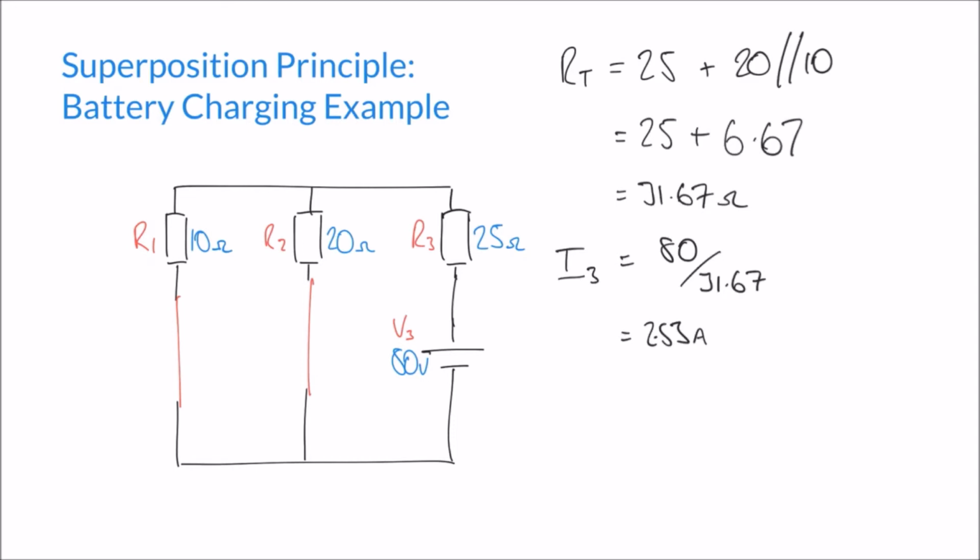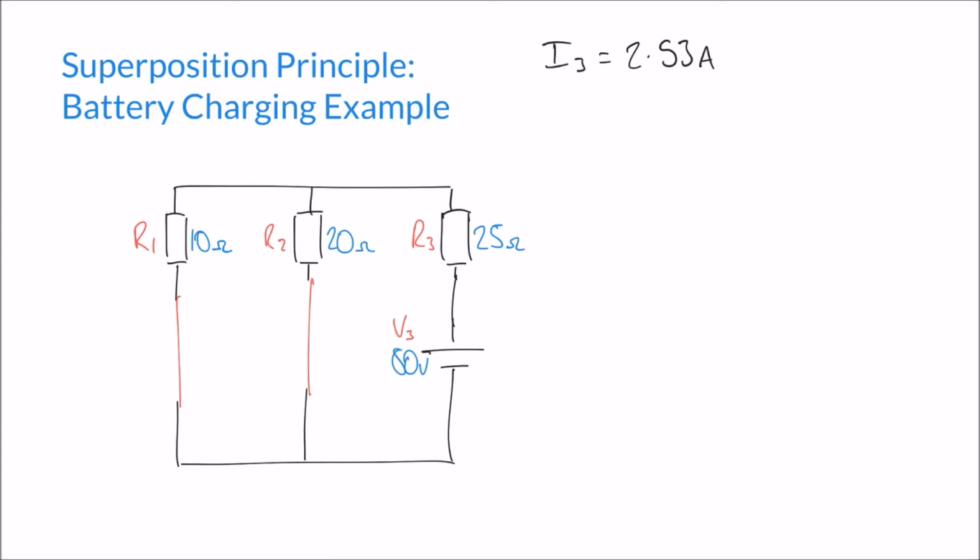And in this case it's I3 that's going to split into I1 and I2. So I'm going to use the current divider rule one more time to evaluate those as well. So let's say that first of all I want to calculate I1, the current flowing through R1. I know that I3 is 2.53 amps. It's going to split into these two currents, and of these two I'm going to calculate I1.